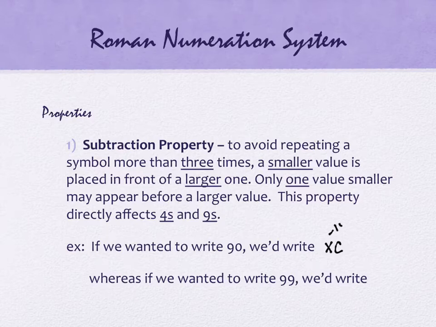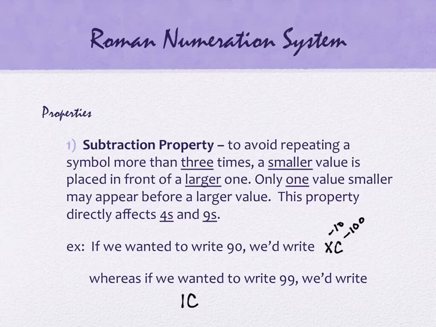Because X is 10, and then C is 100. And since the 10 comes before the 100, it's subtracted. But you only go one place value smaller. So for example, if you wanted to write 99, it's really tempting to say, well, let's just go IC.